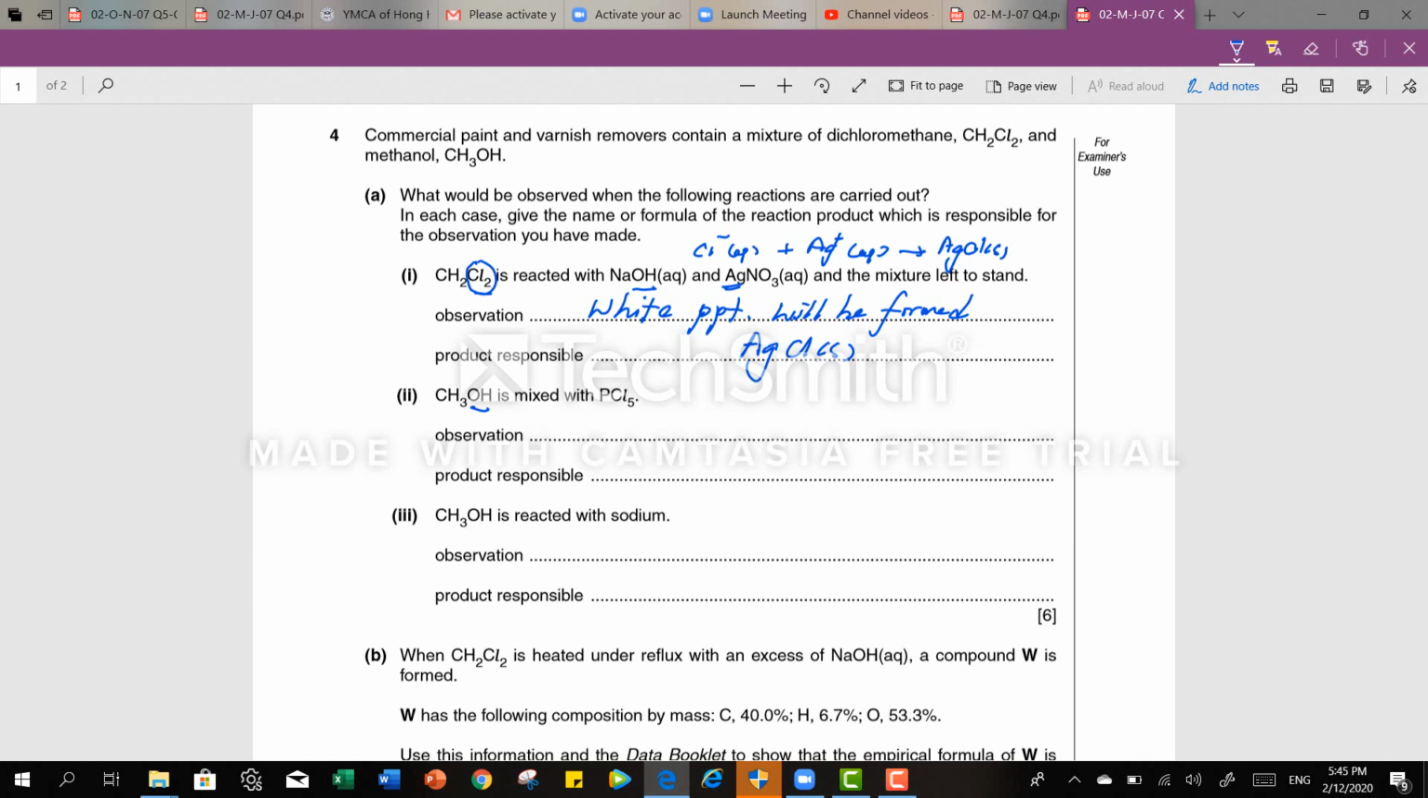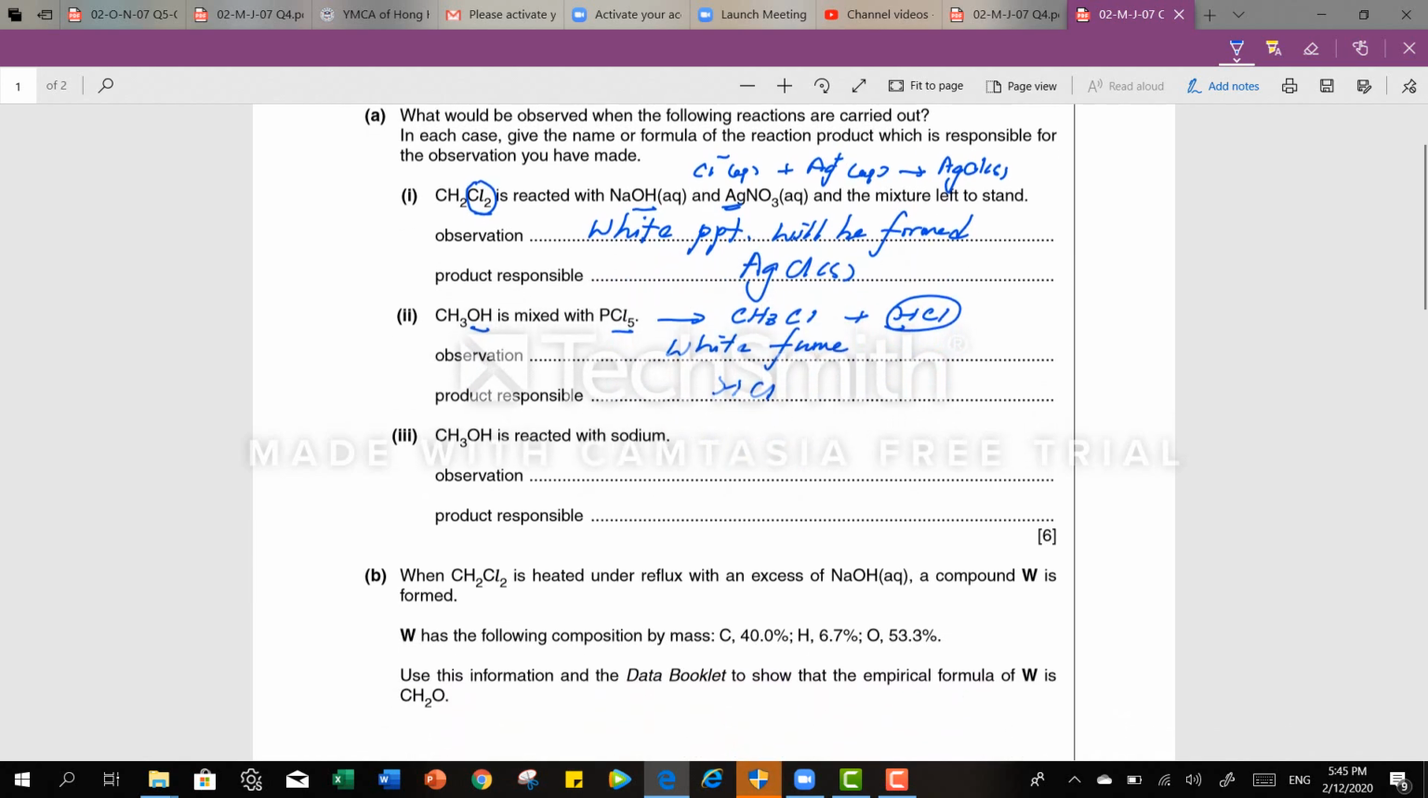And this one also undergoes a nucleophilic substitution reaction. If you remember the equation, you can check your handout, okay? It will become like that, and together it will come up with HCl as well. So this one will give white fumes. And of course, the product responsible will be HCl, okay?